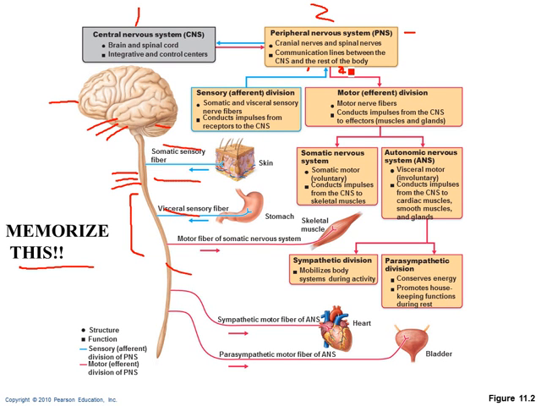Afferent is the sensory division. It's bringing information in, okay, back to the central nervous system. The efferent is the motor division, and it's taking out the response.